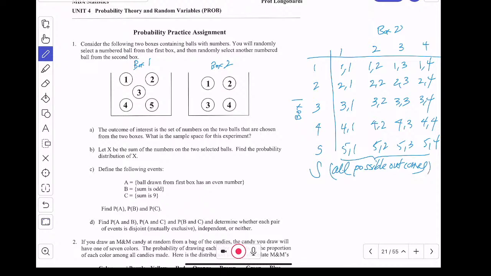Okay. Now, that was just the first exercise, where the outcome would be the numbers on two balls that are chosen, one from each of the boxes. So the next one, I'm going to be more explicit. X is the sum of the numbers on the two balls selected. So I don't want just what balls are selected, I want their sum. So I'm going to do this again. This is a new variable.